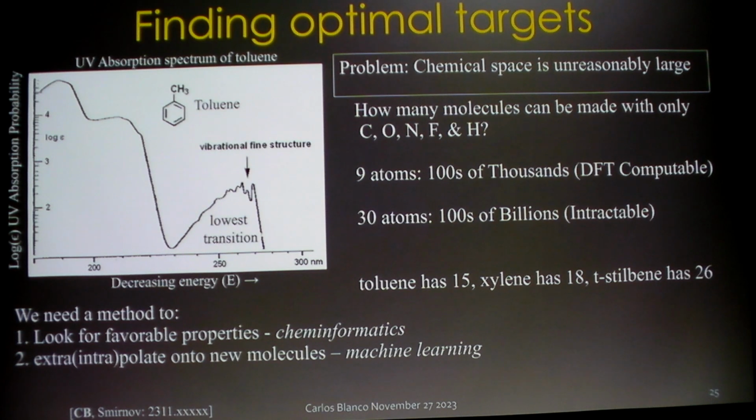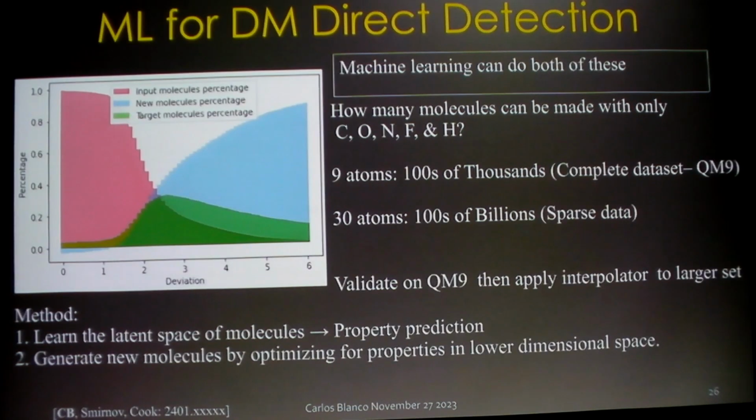And for comparison, this trans-stilbene molecule that we've selected as just the simplest candidate already has 26 atoms. So looking for optimal molecules by computing each one from scratch, totally intractable. So what do we need to do? Well, we need to look for favorable properties. That's called cheminformatics, and that exists as a field. But we also need to interpolate from existing computations into new molecules. And for that, machine learning is optimally suited. And so that's what we're doing now.